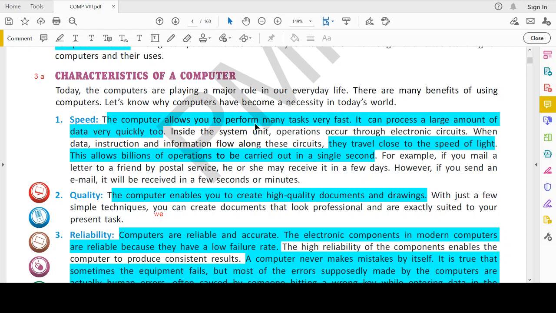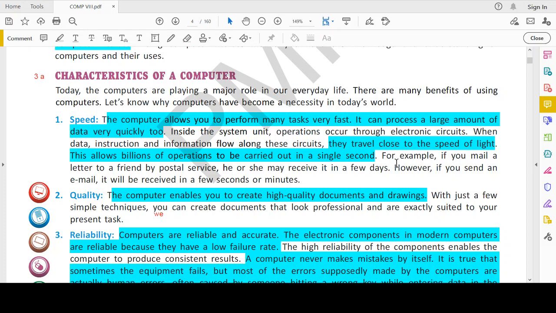The computer allows you to perform many tasks very fast. It can process large amounts of data very quickly too. Inside the system unit, operations occur through electronic circuits when data, instructions and information flow along these circuits. They travel close to the speed of light. This allows billions of operations to be carried out in a single second.